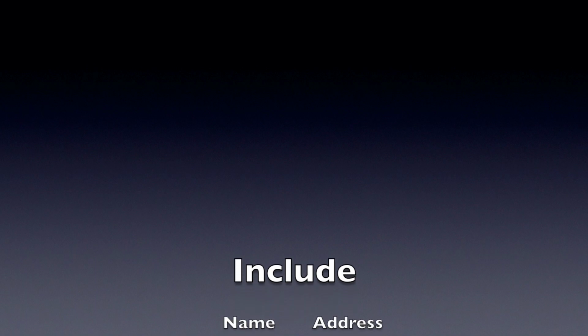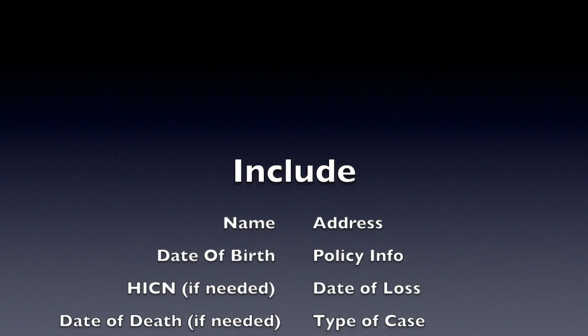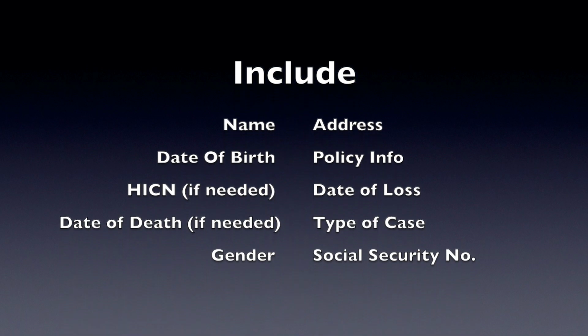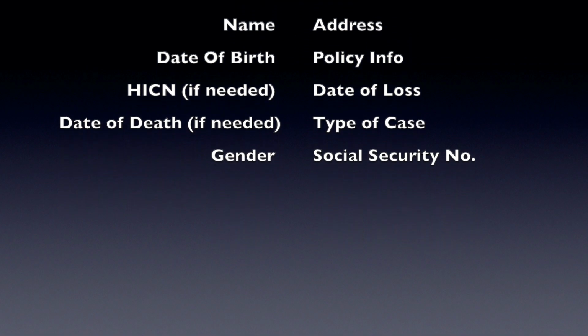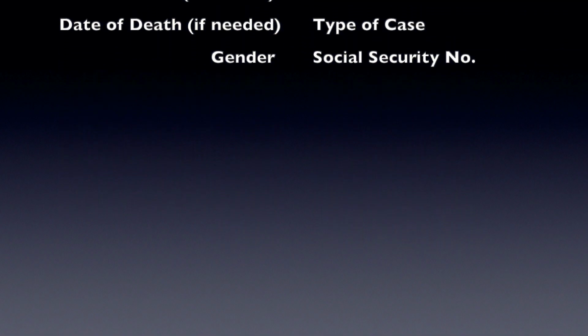So let's get back to it. When it comes to preparing your letters of representation, you need to include everything that the insurance is going to need in order to identify the beneficiary and get that information to you in a timely manner. So you need to include their name, the date of birth, their address, their social security number, their HICN number, which is their Medicare number, their date of death, if that's applicable, and anything else you're going to need.